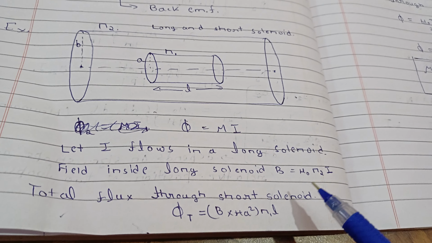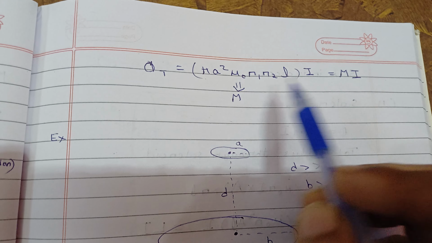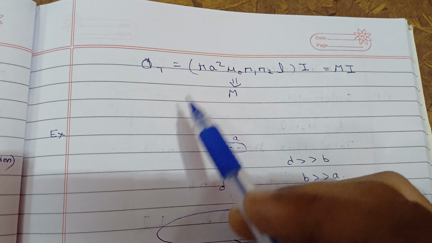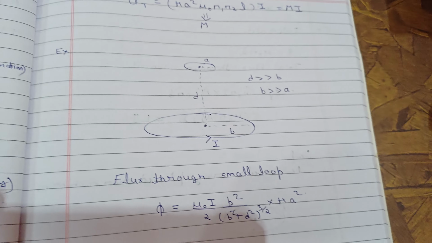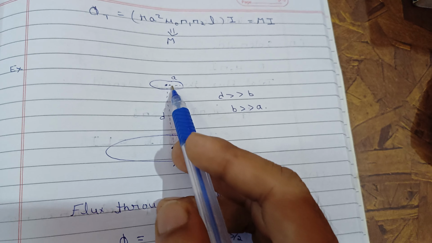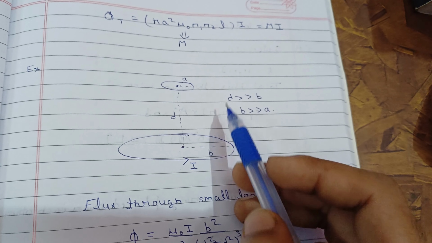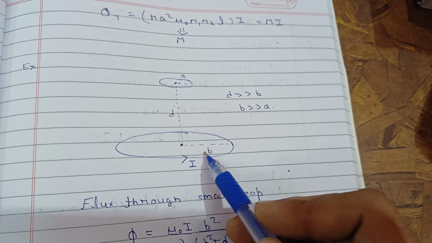Now from here you can substitute the value of B, that is mu naught n2 I, and you will get this relation: pi a square mu naught n1 n2 L i, and this is called M. So that's how you can find M for the two long solenoids or the one short solenoid, and this will be the value. Now let's consider one more case. There is one ring and there is another ring; this is very small, this is a little bit large, and the distance is very much large. The distance is very much larger than B, and B is very much larger than A.